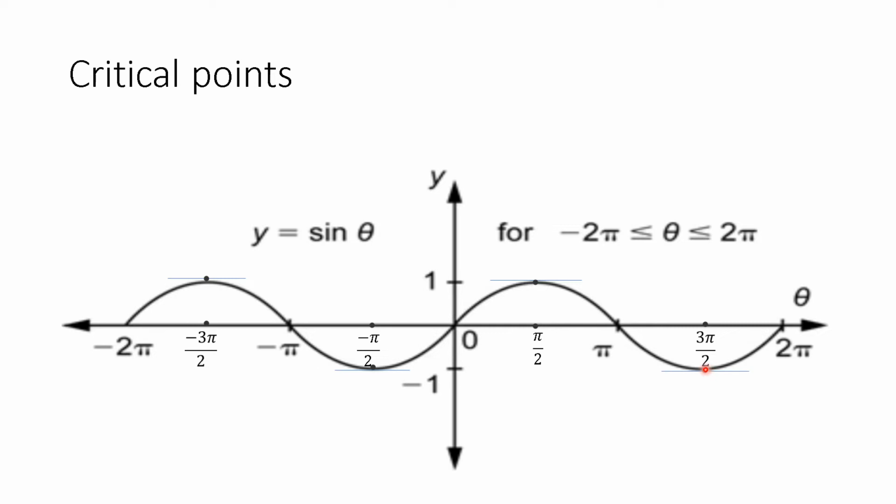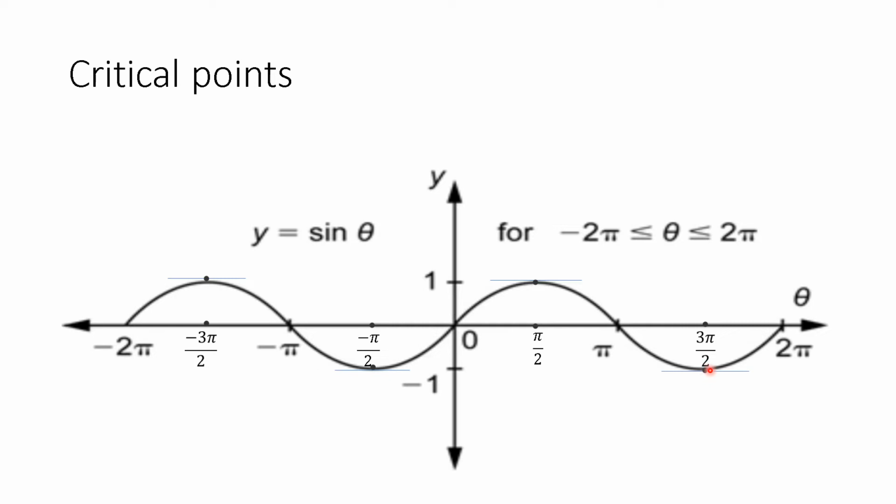At this point 3 pi by 2, if you draw the tangent at this point, this tangent line and the x-axis are parallel, therefore slope at this point is 0. Therefore f dash of 3 pi by 2 is 0. Therefore here 3 pi by 2 is one more critical point.